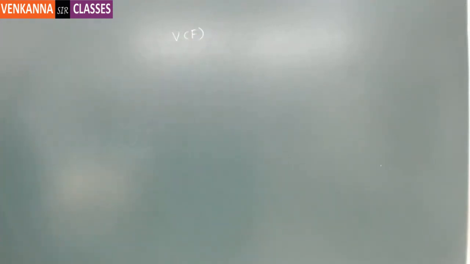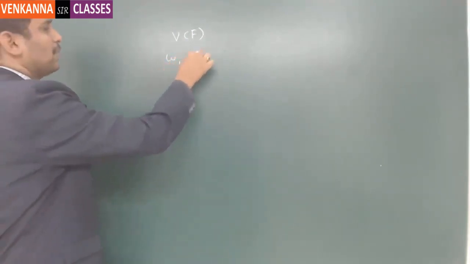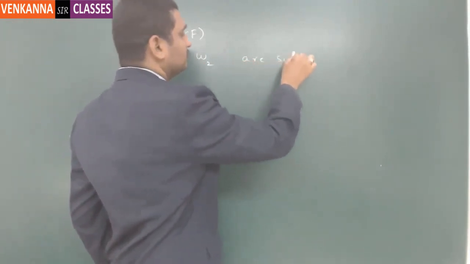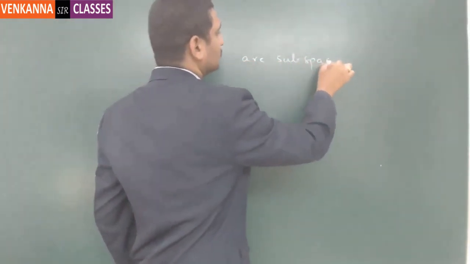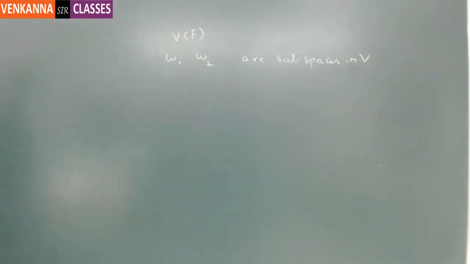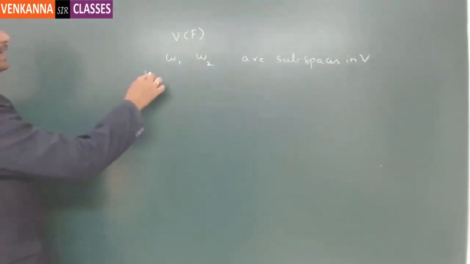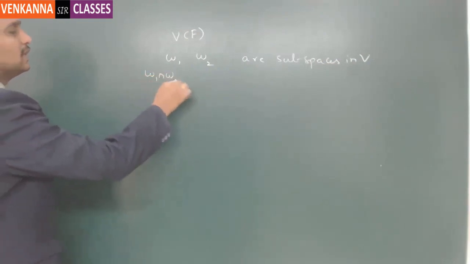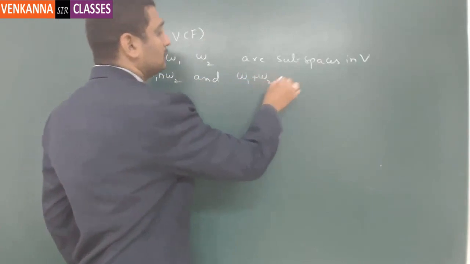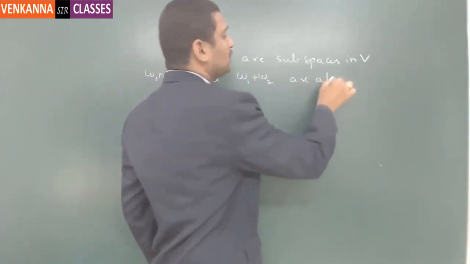Now, if you take a vector space V of F, and say W1 and W2 are subspaces in V, then obviously the intersection and the sum are also subspaces of V.